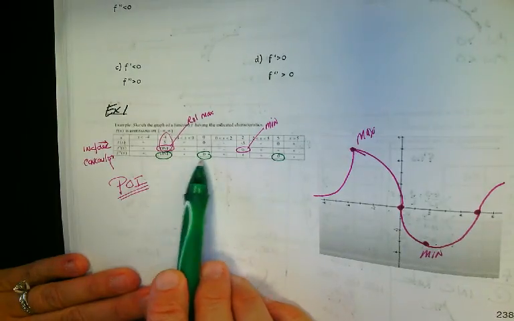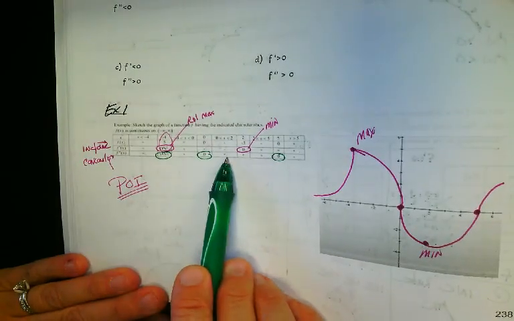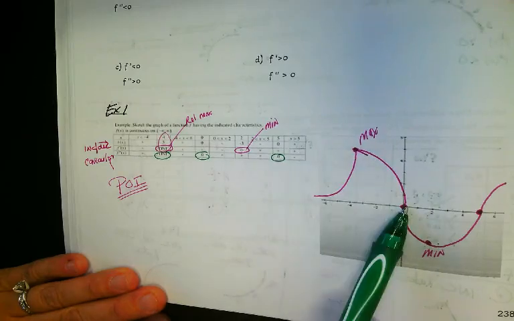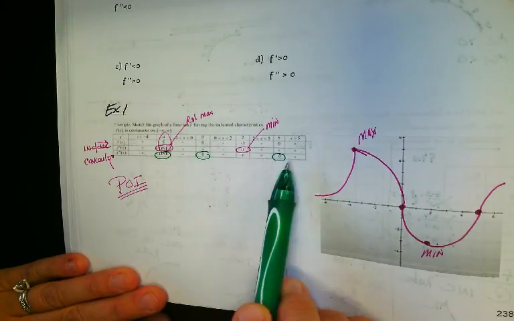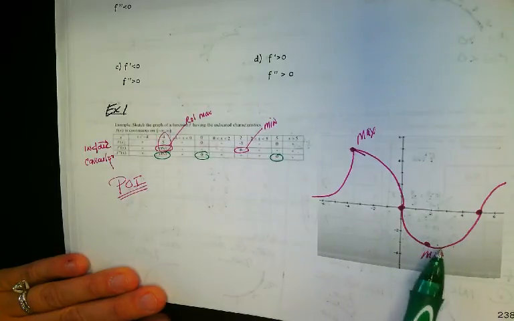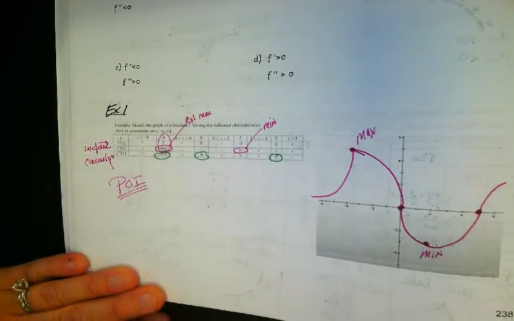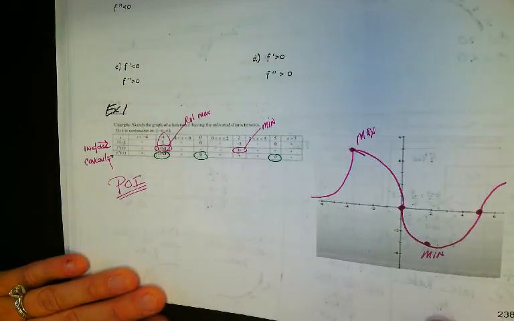At 0, we change from a negative to a positive. So at 0, I should change from concave down to concave up, and it does. At 5, it's positive to negative, so again, that should be another point of inflection. Concave up to concave down, so everything is checking out.